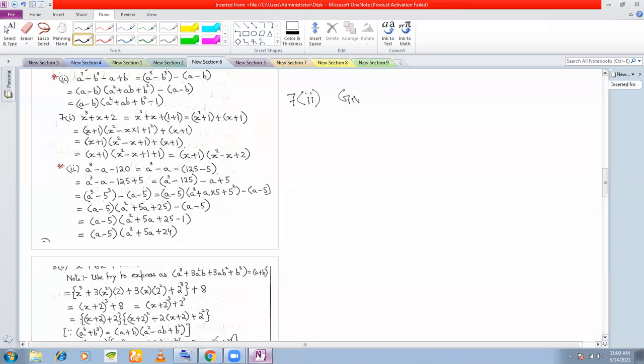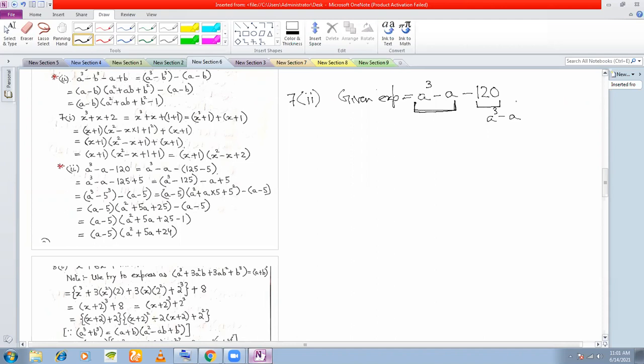Given expression here is a cube minus a minus 120. Now I see this a cube minus a here. This is a special type of problem actually. Now what is so special about this problem? The special thing about this problem is that since I have a cube minus a here, I will also try to break 120 as a cube minus a form. How can you break 120 as a cube minus a form?